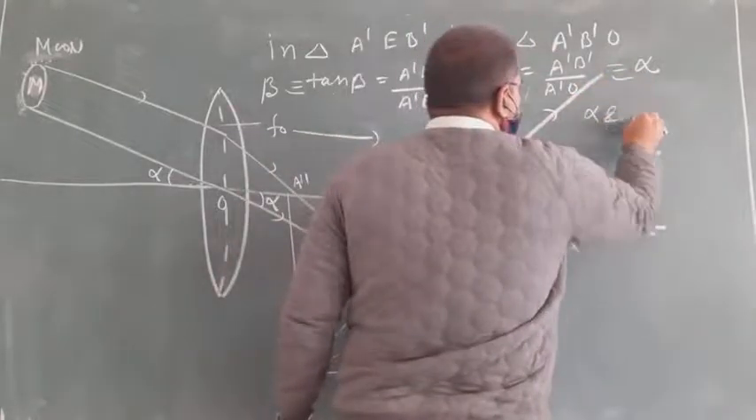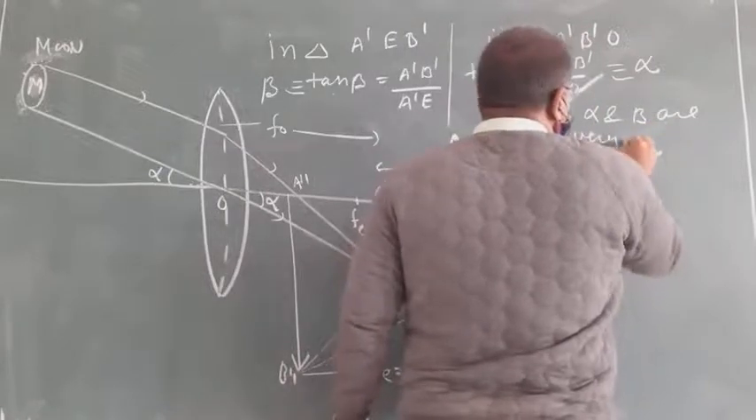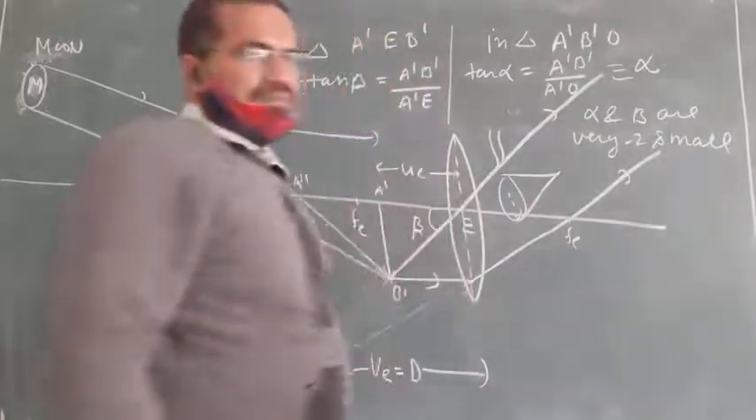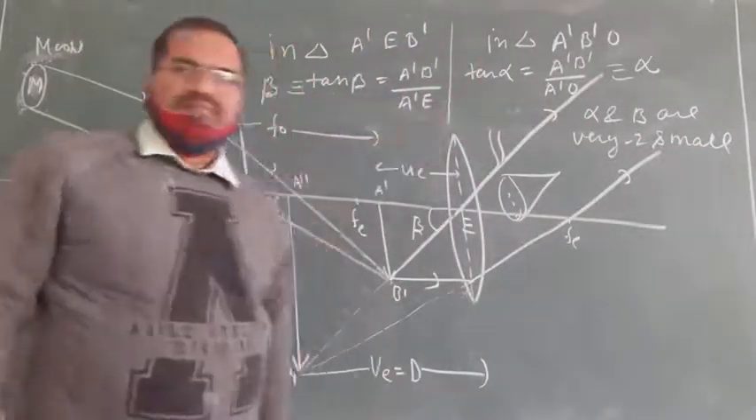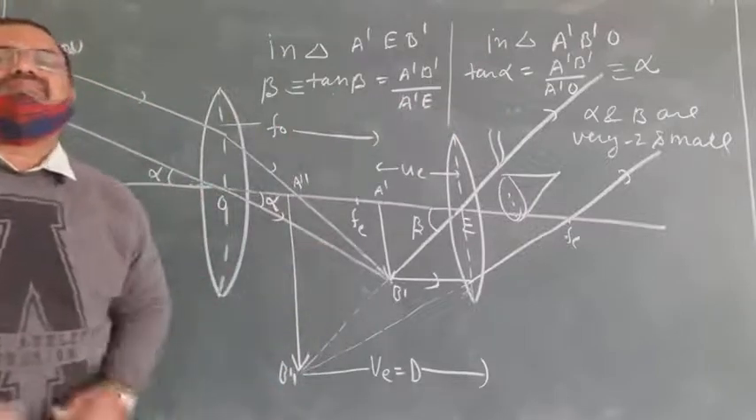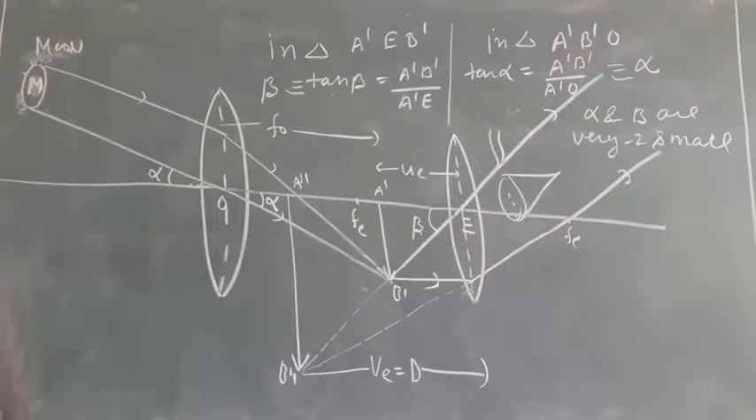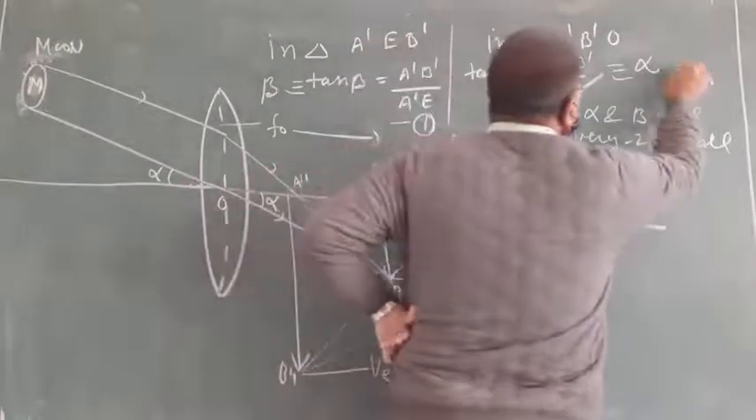Alpha and beta are very small, so you can take tan beta as beta and tan alpha as alpha. Write it out. You can say this is equation 1, this is equation 2.